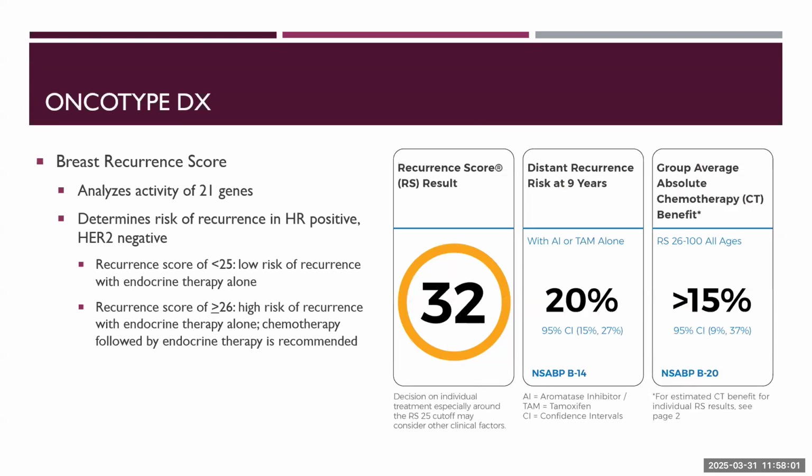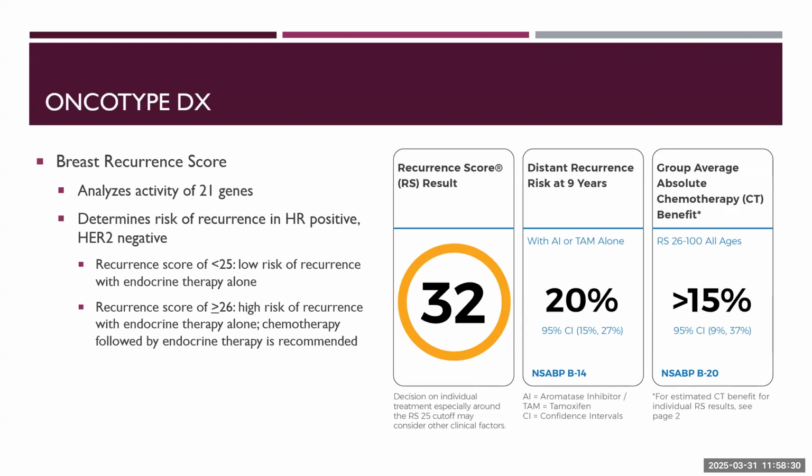So what is this genetic testing that I was talking about? One that we typically use is called Oncotype DX. This is a breast recurrence score, and it analyzes the activity of 21 genes. It is going to help determine our risk of recurrence in HR positive, HER2 negative patients. If their recurrence score is less than 25, they have a low risk of recurrence with endocrine therapy alone. So in this patient population, we can just do endocrine therapy.